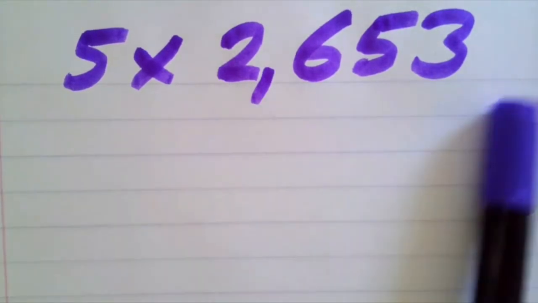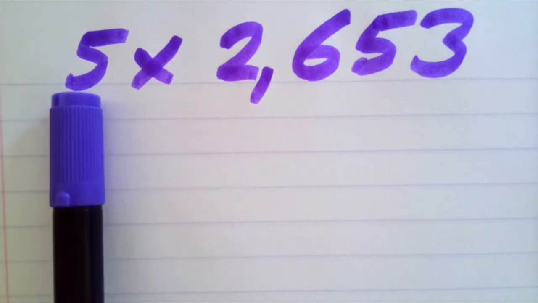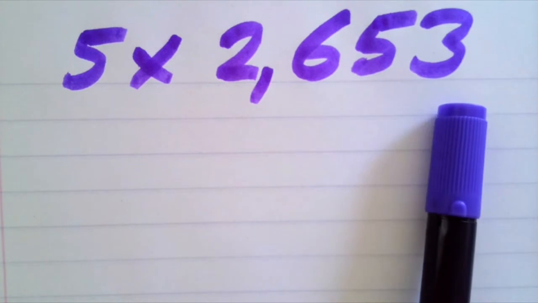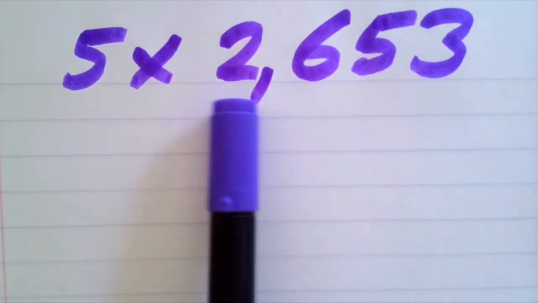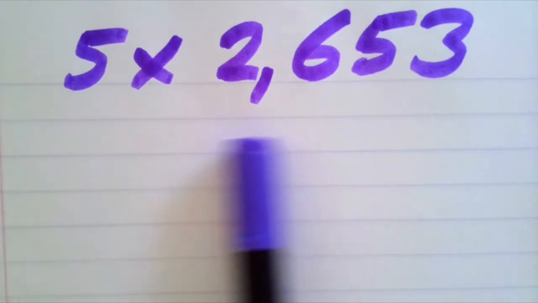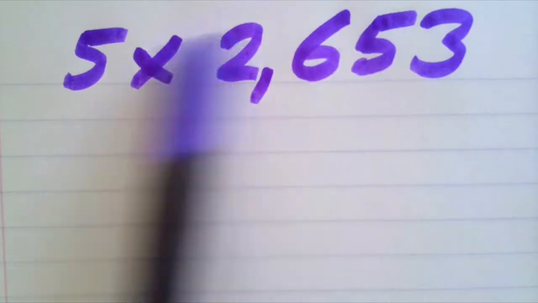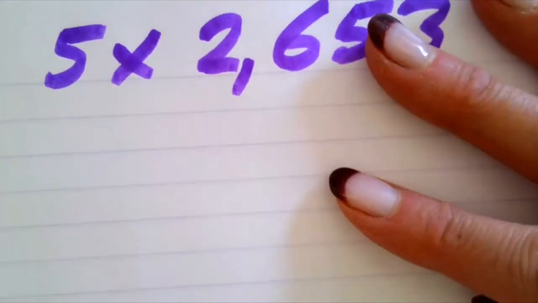Here's a fun big number we're multiplying by a single digit. 5 times 2,653. I would have to make 4 different partial products. 5 times 3, 5 times 50, 5 times 600, 5 times 2,000. That's a lot to write, so I'll just use the standard algorithm. Let's turn our paper sideways. Let's write the bigger number first.